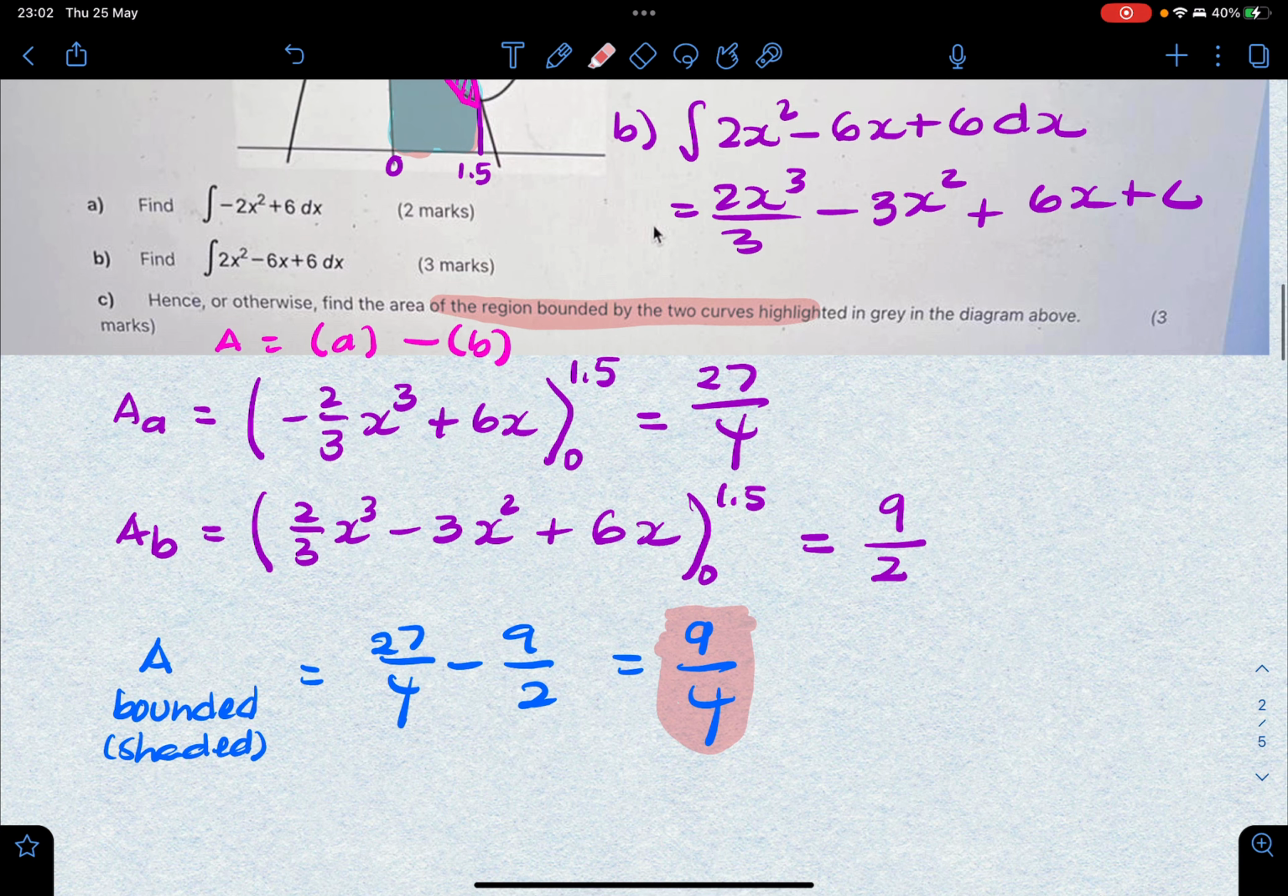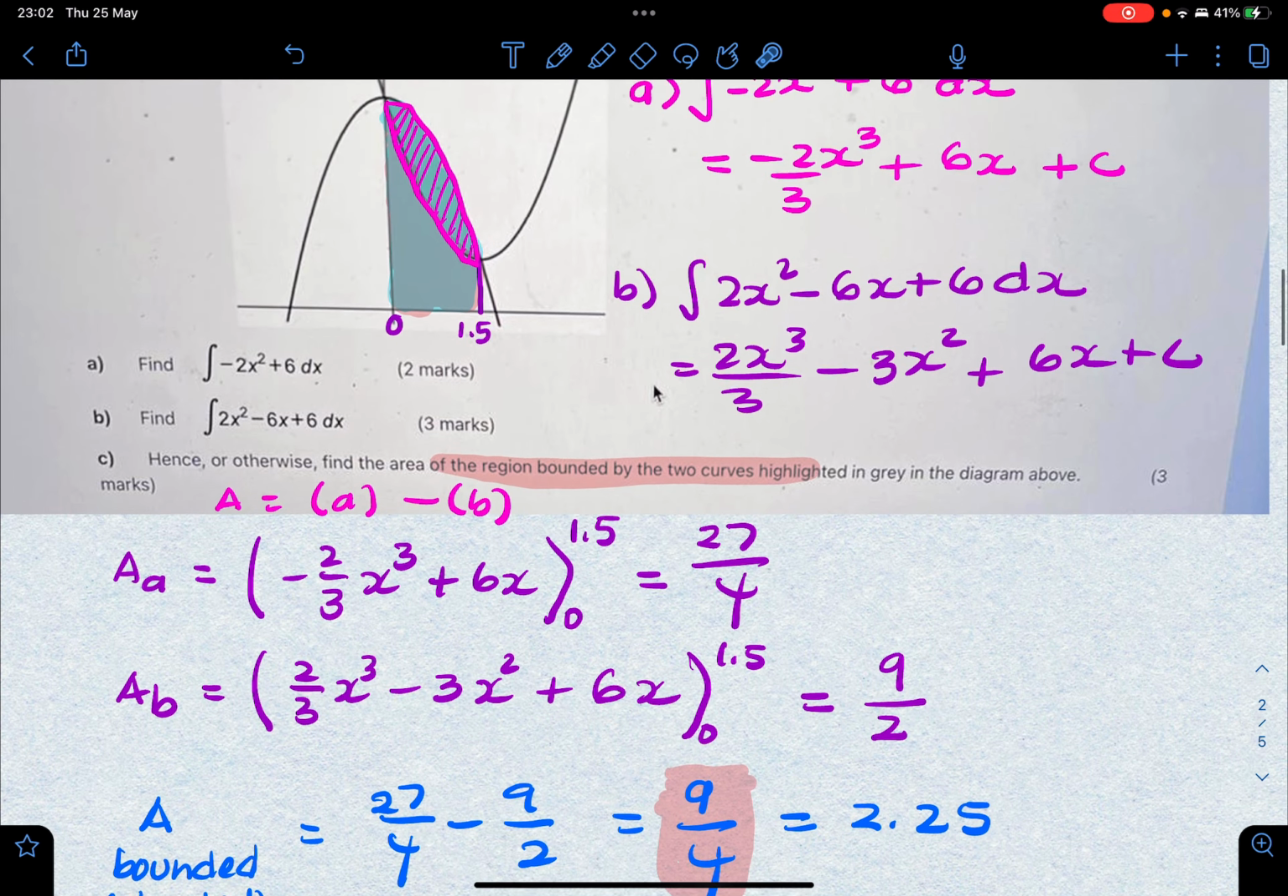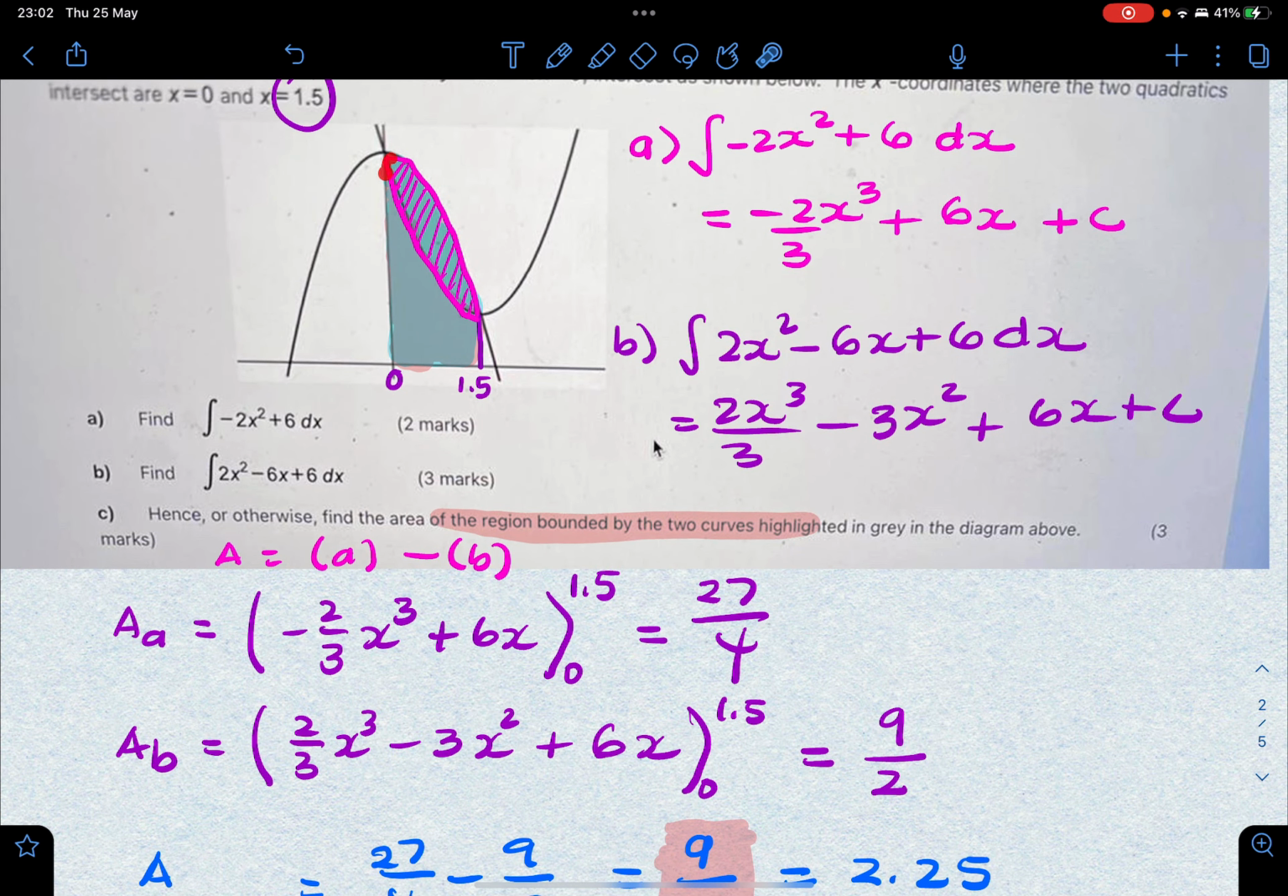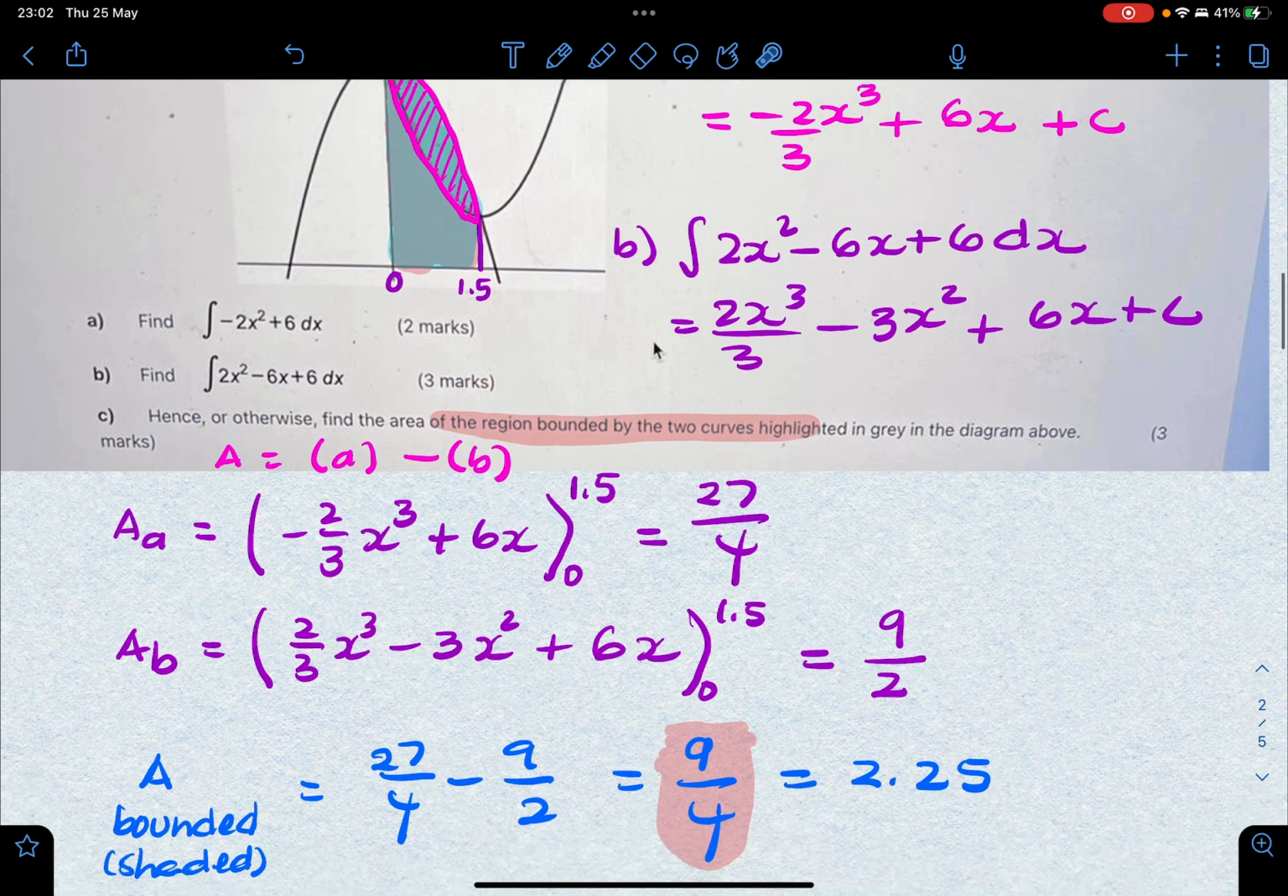If they ask for an exact value, you would leave it like that. Or what you could do is write that as 2 1/4. So 2.25. So that is your final answer. So we found the area shaded by finding this large area and then subtracting from it this smaller area. What we could have done is taken this minus this and then just substituted the limits once. It would have given us the same answer.